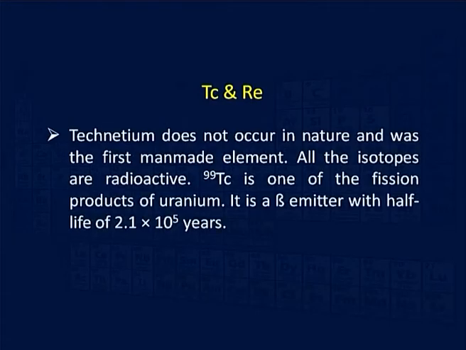The next group has technetium and rhenium. Technetium does not occur in nature, as I said, and it is the first man-made element known. All the isotopes of technetium are radioactive. Technetium-99 is one of the fission products of uranium, and it is a beta emitter with a half life of almost 10 to the power 5 years.